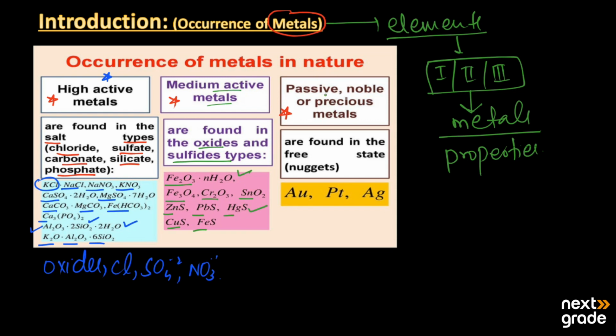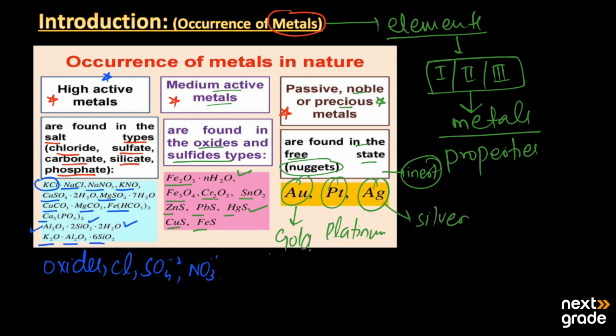Then we have the third type, which is the passive and noble metals. These are also known as the precious metals. They are found in the free state or as nuggets. It means they are basically inert and they are present in the free state. So this may be gold, which is aurum, platinum, and silver. These are the metals that are known as the precious metals, and they are also known as the passive and inert metals. This is the simple occurrence of the metals in nature.